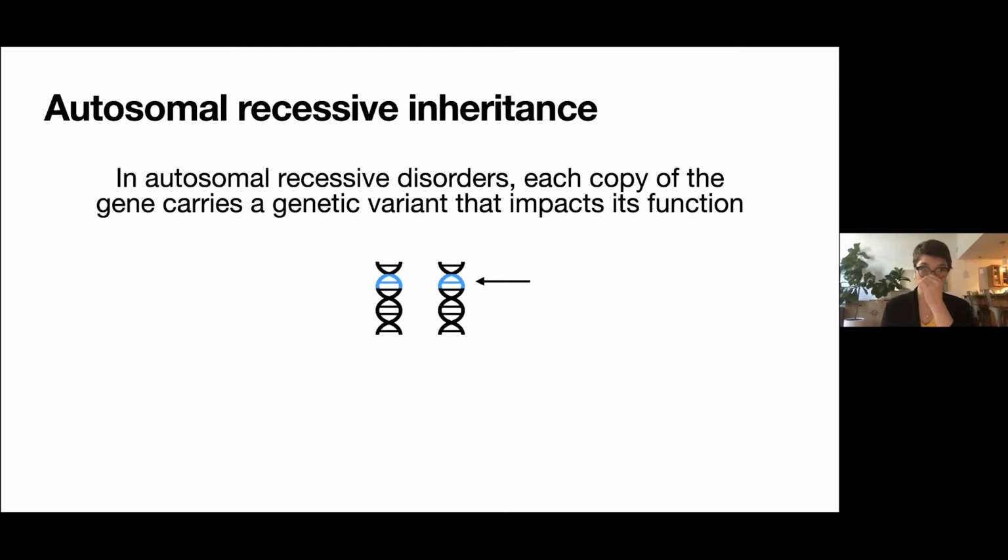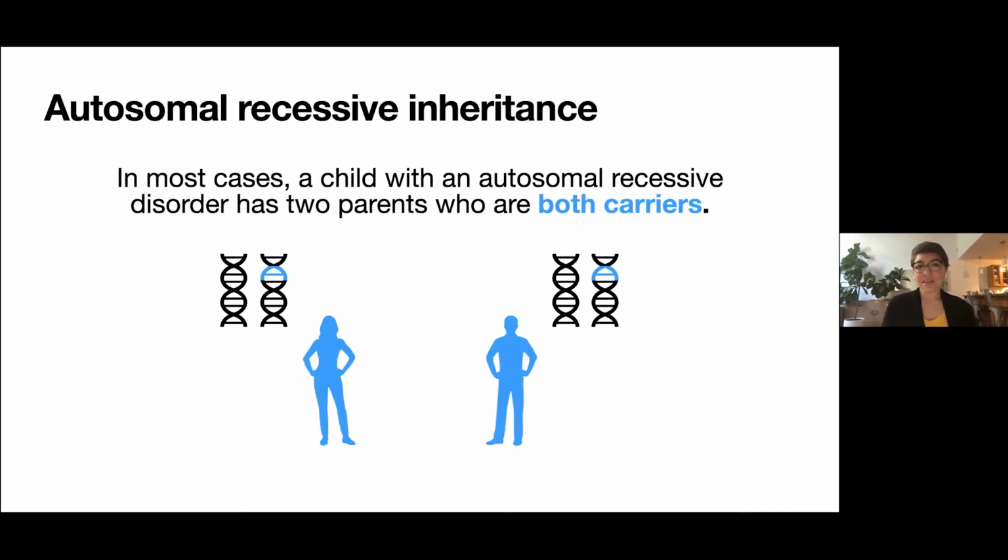In an autosomal recessive disorder, each gene carries a genetic variant that impacts its function. So that's what I'm representing here with this little blue section of the DNA icon, is that each copy of the gene has a genetic variant that impacts the instruction coded by that gene. In most cases, when a child has an autosomal recessive disorder, we will find that both parents are carriers of that condition. So if we look here, you'll see each parent has one copy without the blue icon and another copy that does have that blue variant. So one copy of the gene is, quote unquote, healthy or normal, and the other copy of the gene is carrying a variant or a mutation.